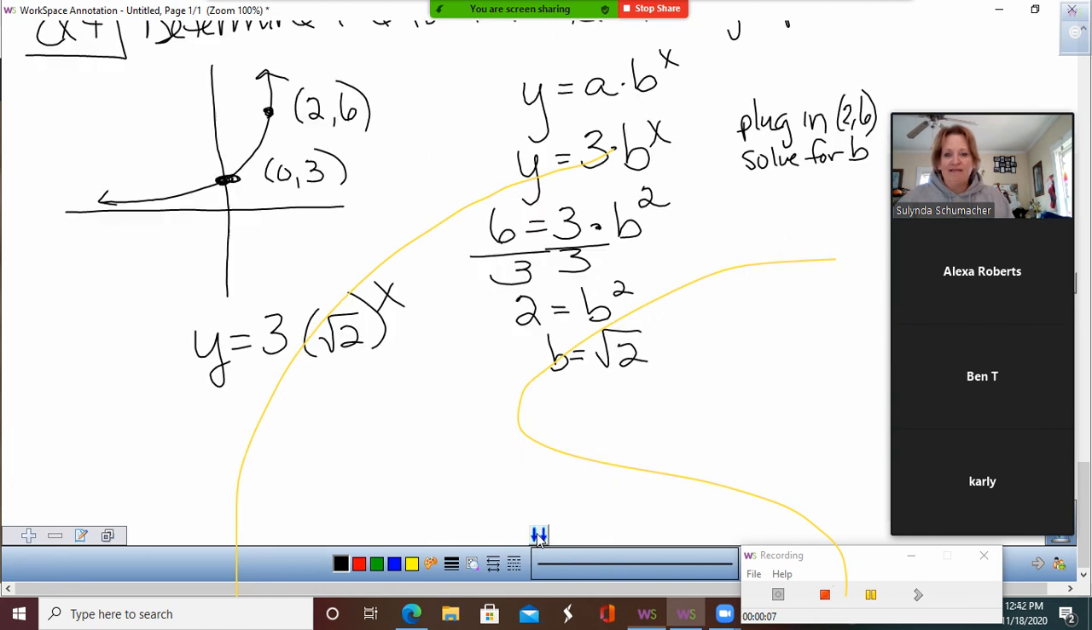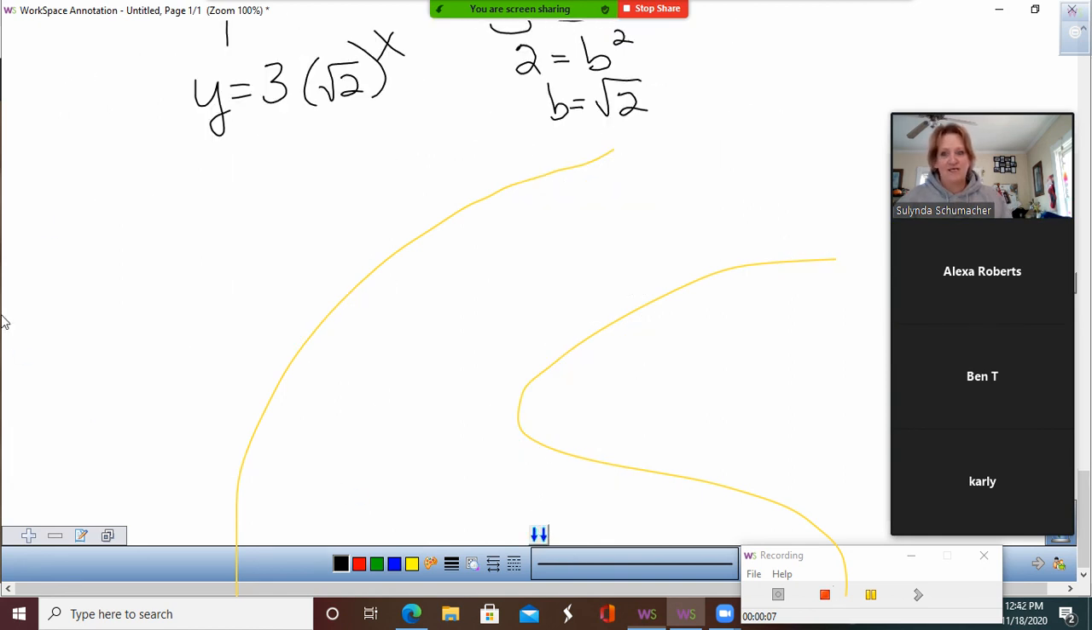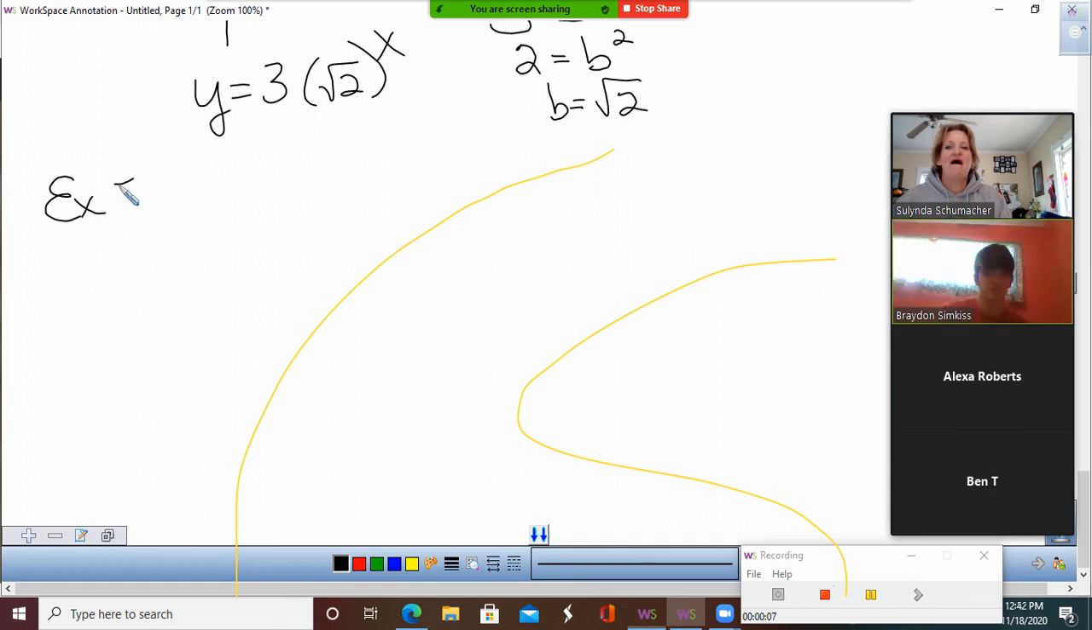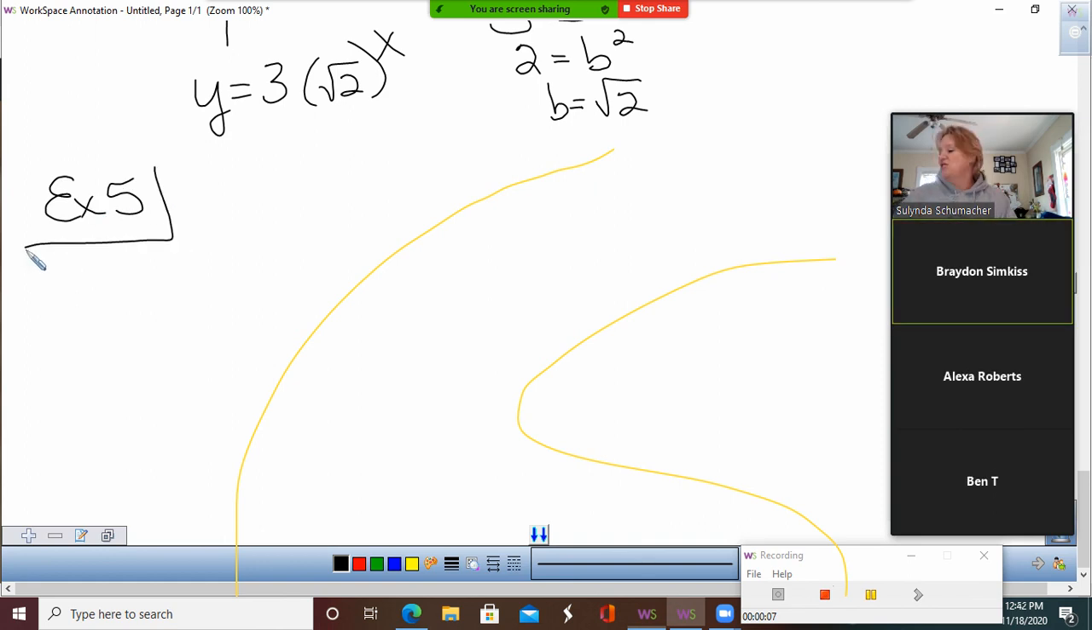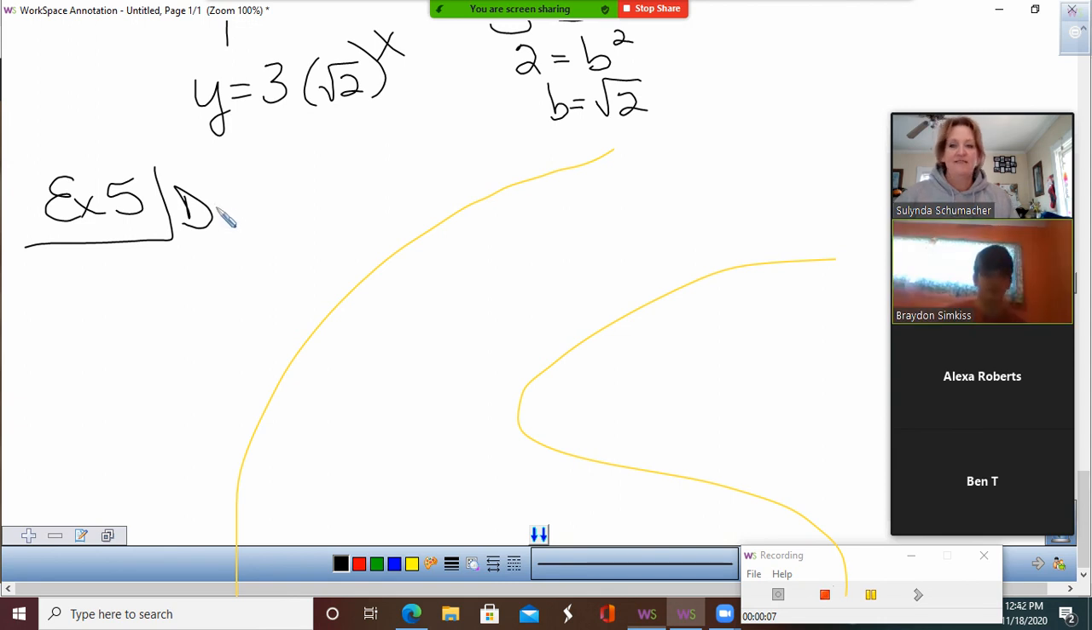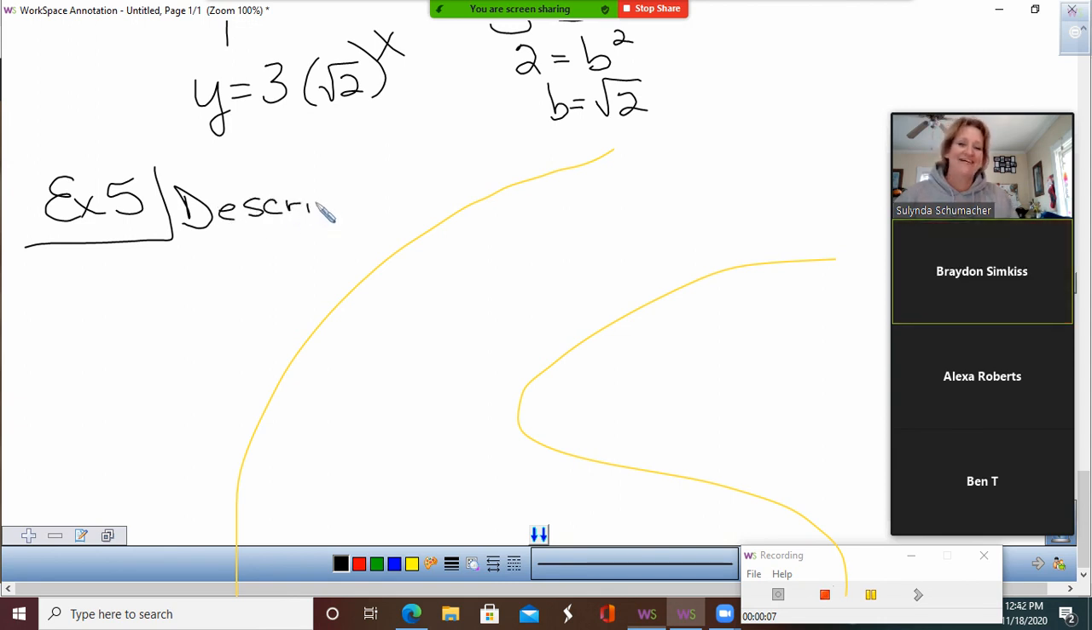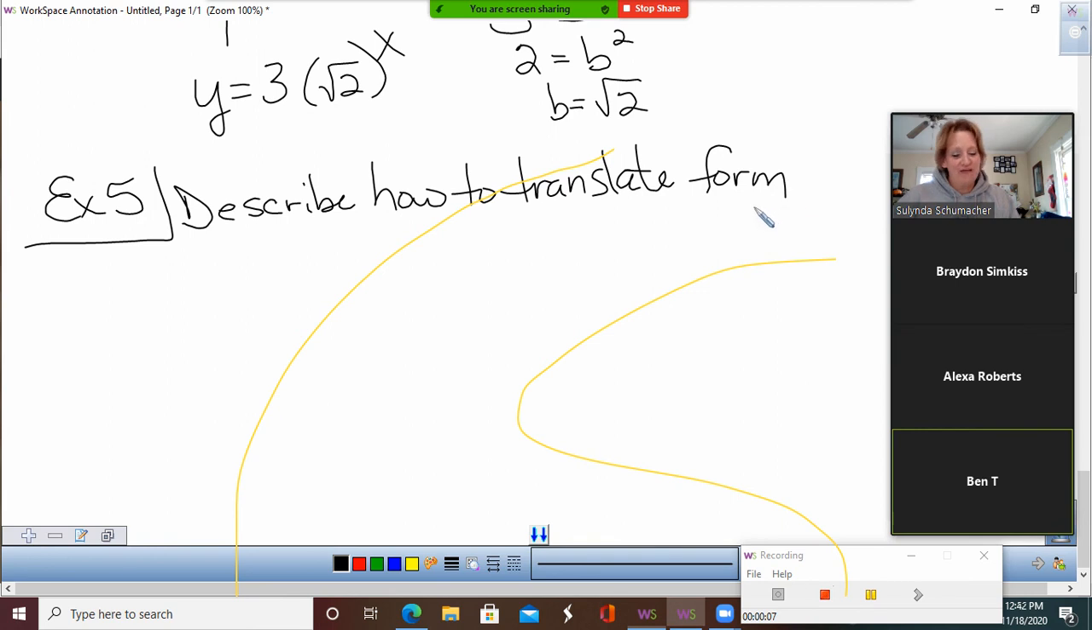Okay, last section. Example number 5. And I shouldn't have to teach it all because you guys learned it so well in the first place. We have describe how to translate. You're supposed to be writing your notes, Goofy.